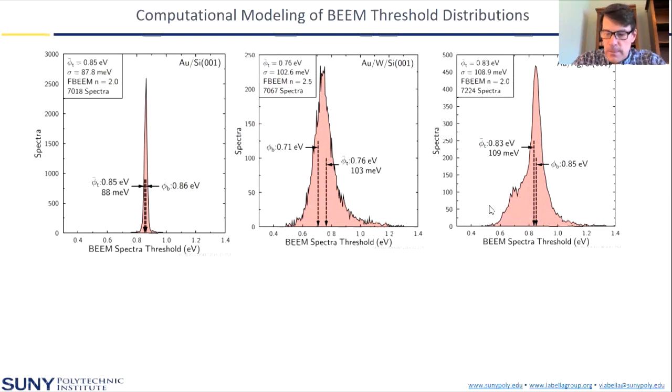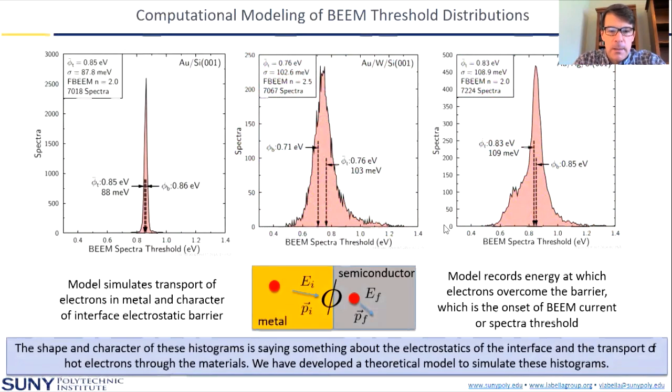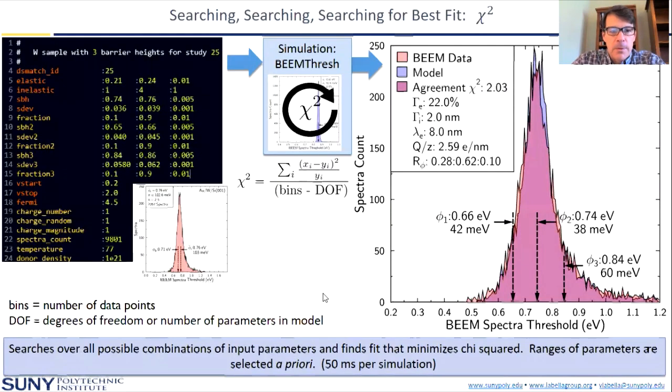And so we developed a model, just a computational model, a little kinetic Monte Carlo, that simulates the electrons moving through the metal and allows us to specify the barrier. It simulates the transport of electrons through that interface. It's sort of a brute force search: we have a chi-squared minimization routine where we have a bunch of input parameters and ranges. We put in our data set, and it searches over all these ranges for the best fit.